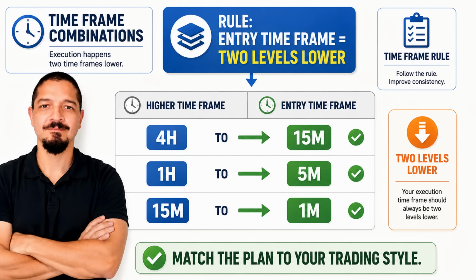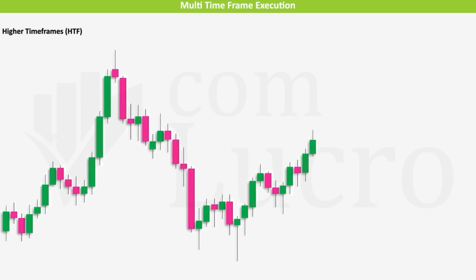Before moving to the charts, it is important to note that this trading plan is not restricted to a single time frame. That said, the entry time frame should always be 2 time frames lower than the higher time frame. Based on your trading style, there are 3 time frame combinations you can apply. As an example, when using the 4-hour chart as your higher time frame, the 15-minute chart should be used for trade execution. Now, I will walk you through how this looks directly on the price chart.